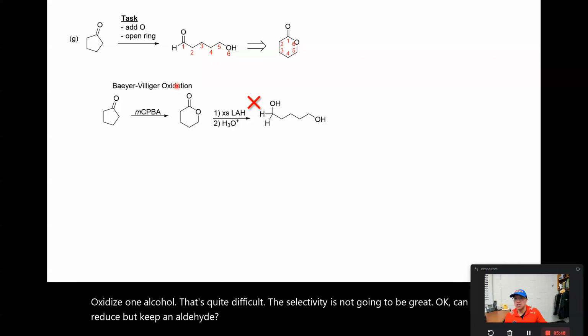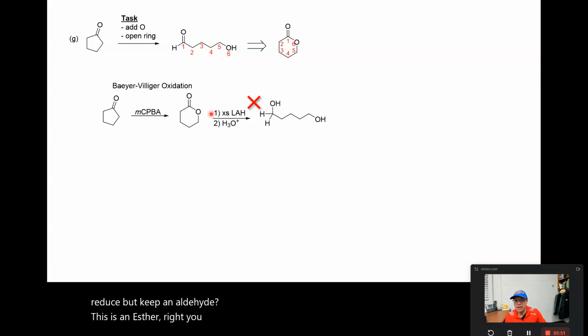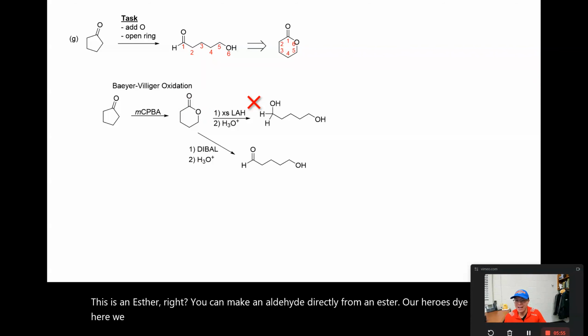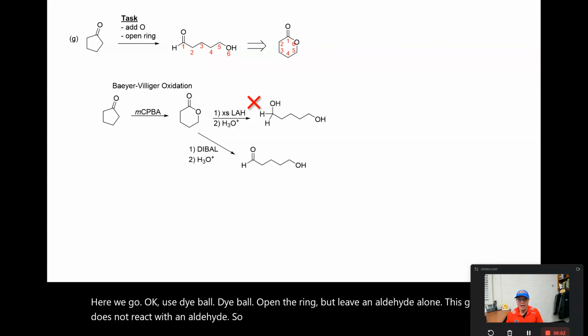Well, this is an ester, right? You can make an aldehyde directly from an ester. Our hero, DIBAL. Here we go. Use DIBAL. DIBAL opens the ring but leaves the aldehyde alone. This guy does not react with an aldehyde. So, ta-da! Look at that.